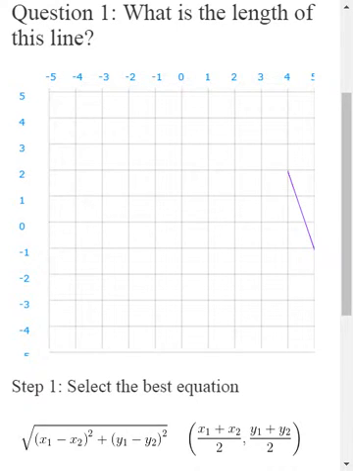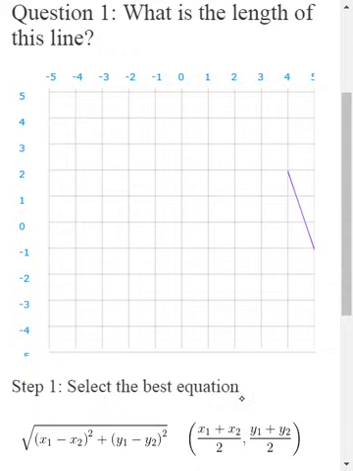I want to know what is the length of this line. I have the line right here. I know it's a diagonal line, so I can't just count boxes up and down because it's not straight up and down. I also can't count boxes left and right because it's not straight left and right. So I'm going to have to use a special equation.